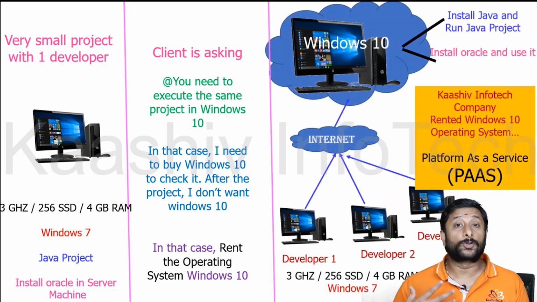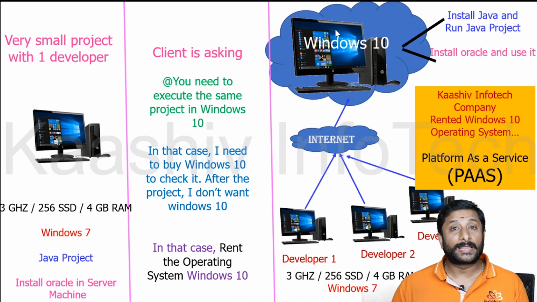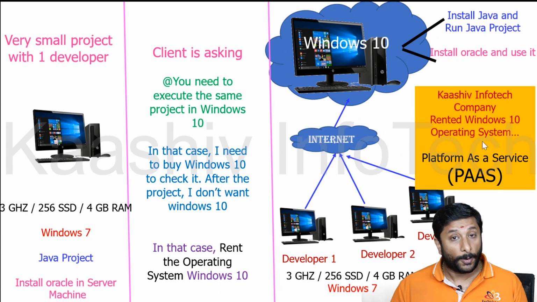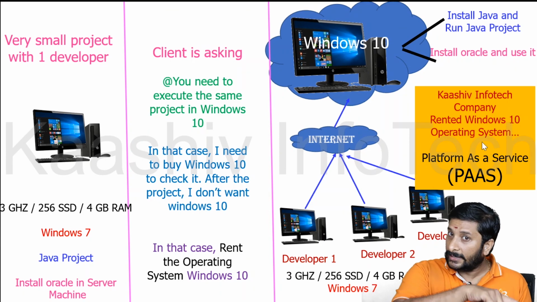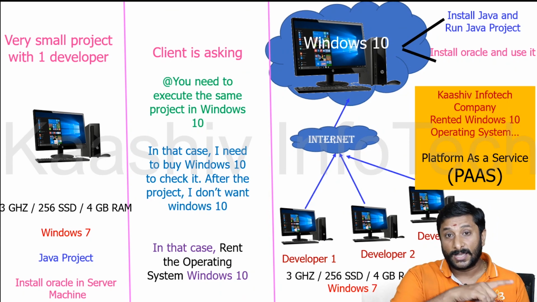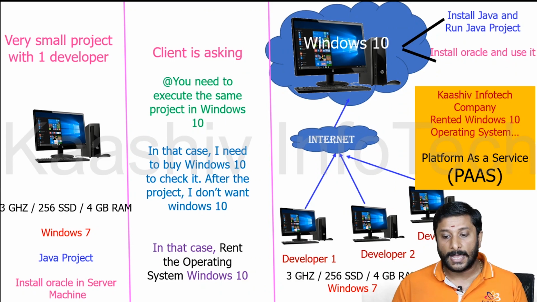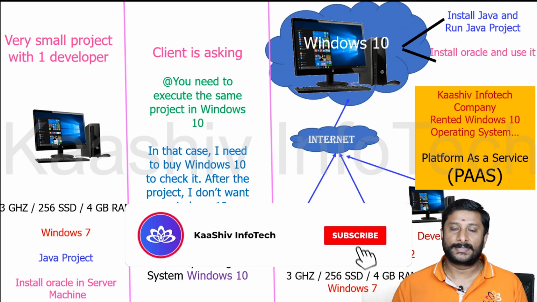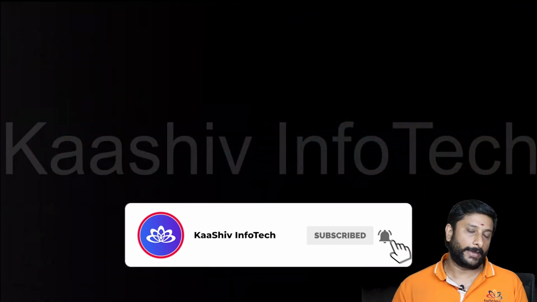So in that case, I can go for renting the platform. So I will be renting the Windows 10. Put the project, install Java, install Oracle, whatever software you want, because the platform is for you. The operating system is there for you. Okay, renting the Windows 10 operating system. So renting the software, that is software as a service. Renting the operating system, that is called platform as a service. This is the second area.